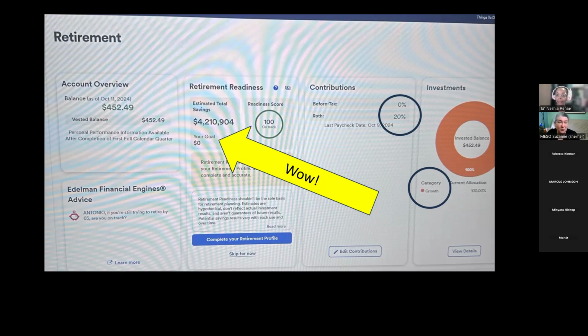And he said, "I don't know. Should I put in the match?" I said, "Yes, you 100% should put in the match. If you can put 20% of your check in right now, it will go a long way towards your future." So he started doing that. And you can see if he continues at this rate, when he retires, he will have $4.2 million.